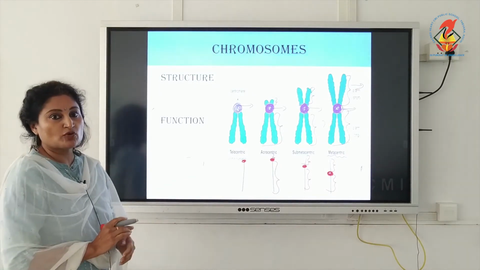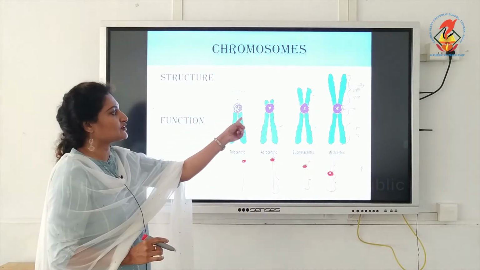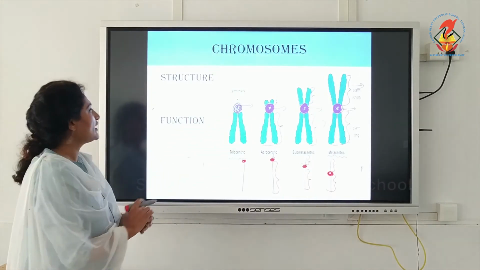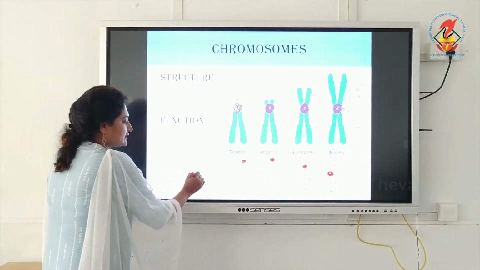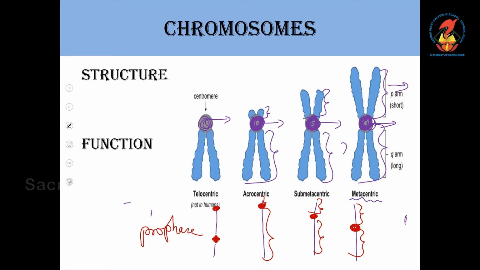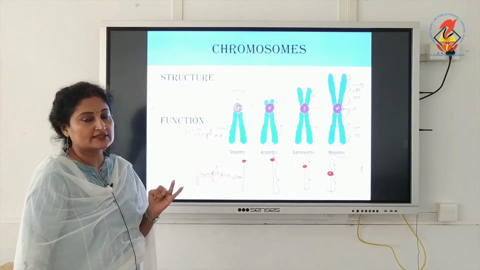So, with respect to the prophase, you are giving the description, but you are drawing with respect to metaphase. I told you about the phases. This is the description with respect to prophase, and the diagram is with respect to metaphase. Clear? So, all you need to remember is the location of the centromere and the size of the arm.